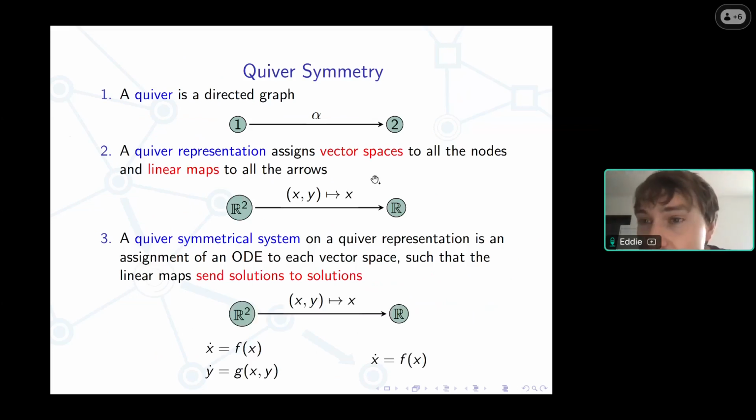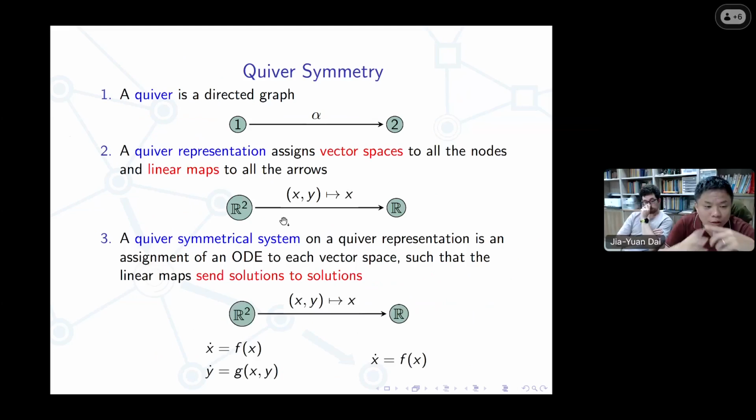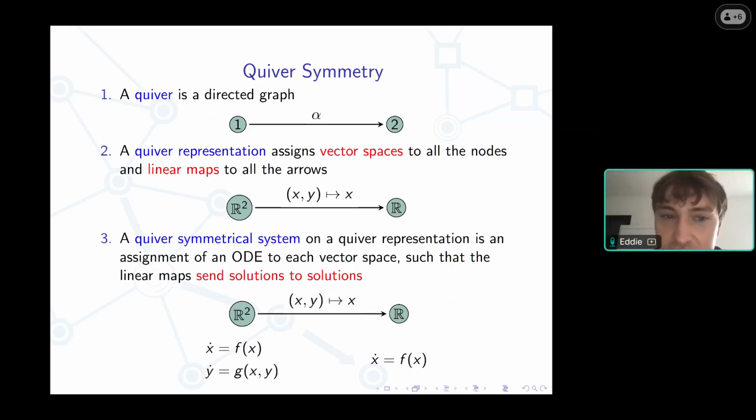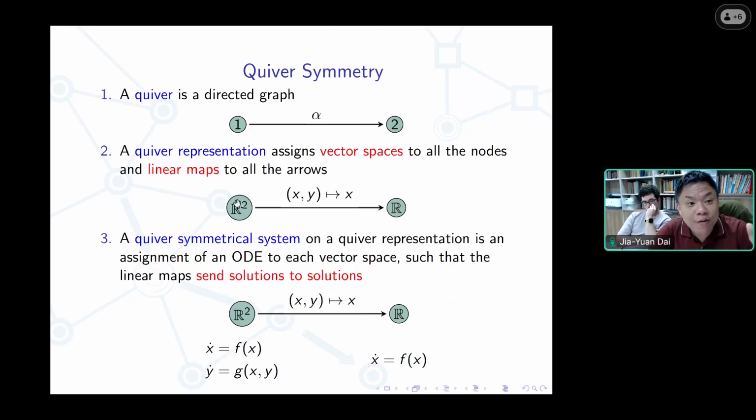Can I have a question? Because of your notion of a symmetric system, the vector space must be invariant, right? As a necessary condition. The vector spaces are finite dimensional, yeah, I forgot to say that. No, they have to be invariant, right? Flow invariant.